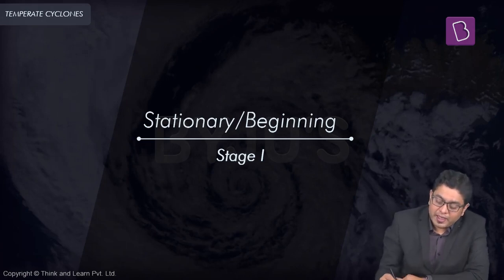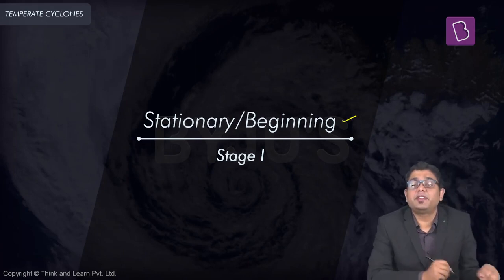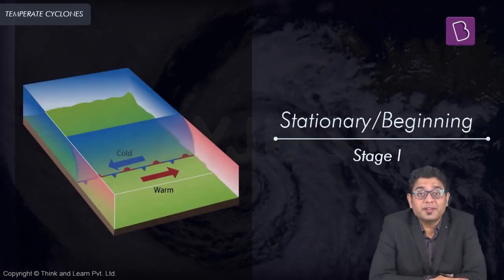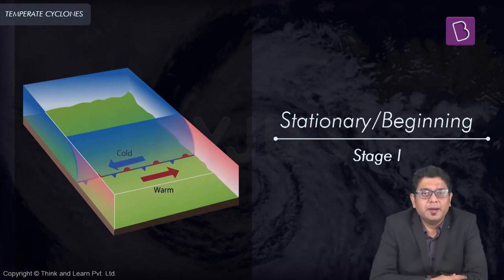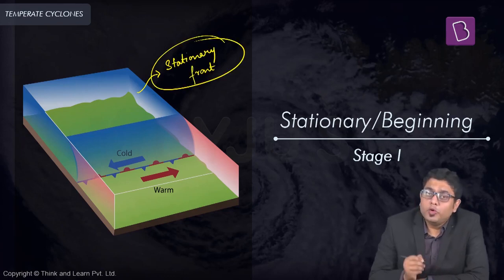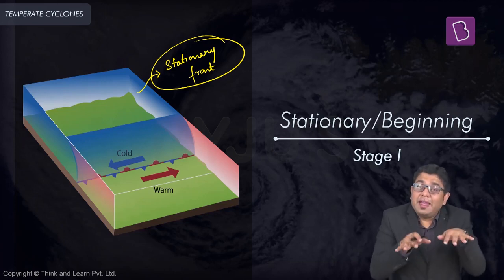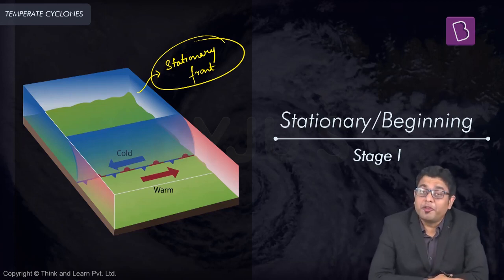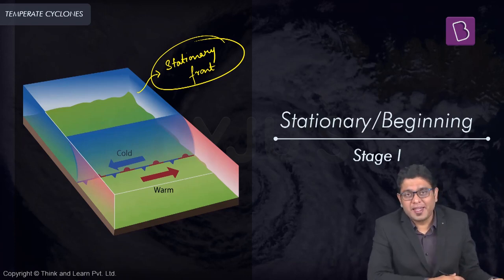So to begin with, the first stage, which is the cyclogenesis, is also referred to as the stationary phase or the beginning stage. Why is it that it is referred to as the stationary phase? That is because if you look at the figure here, this figure typically ends up depicting the stationary front. And here, as you can see, you have different air masses. You have warm air mass on one end and you have a cold air mass on the other end. So, it is the very beginning of the interaction of these different air masses. That is why referred to as the beginning stage or the stationary stage.